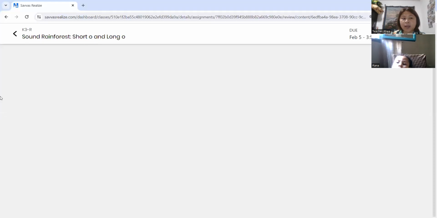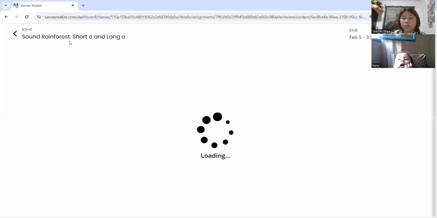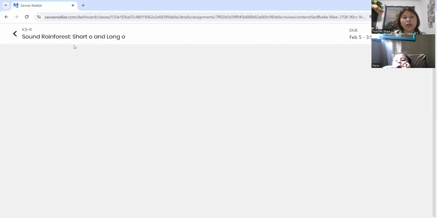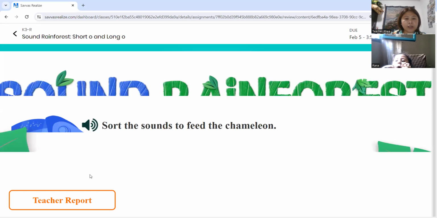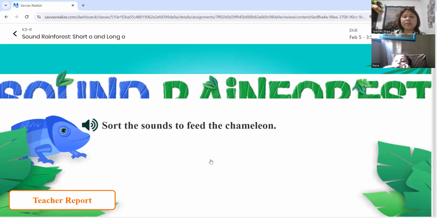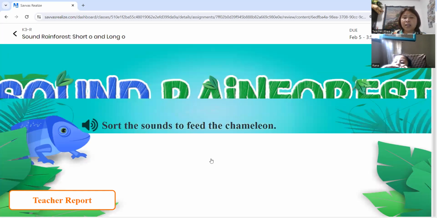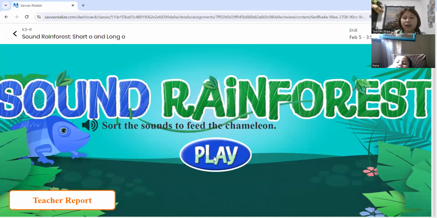O. Yes, O. So we have the short O sound and the long O sound. We're going to sort the sounds to feed the chameleon. Are you ready?